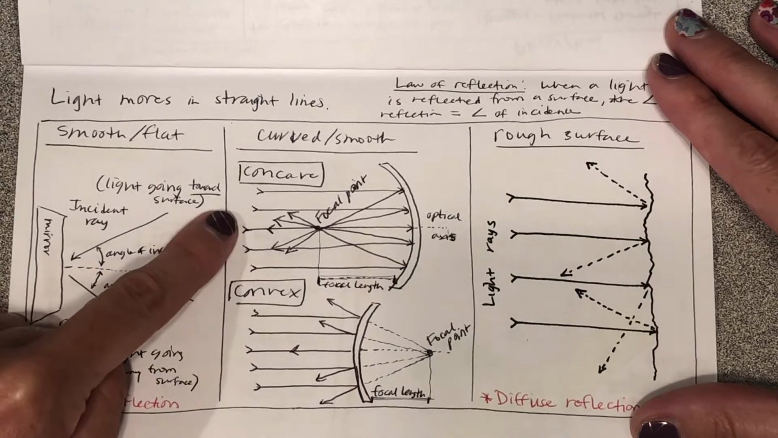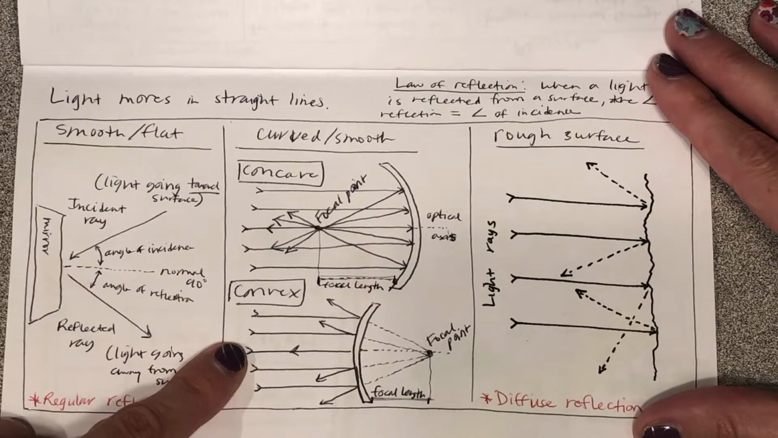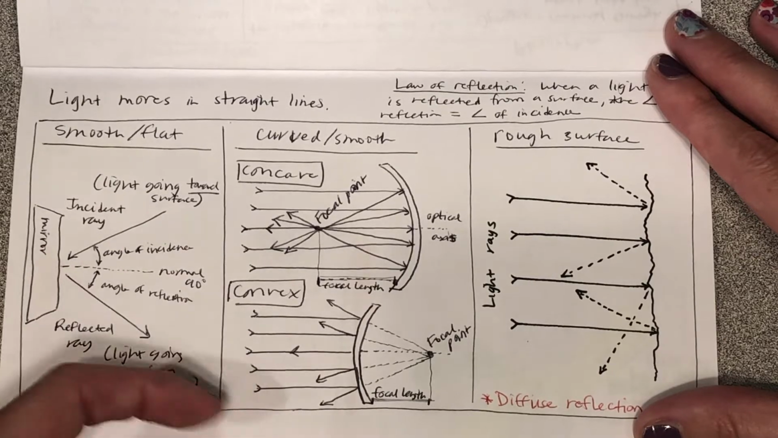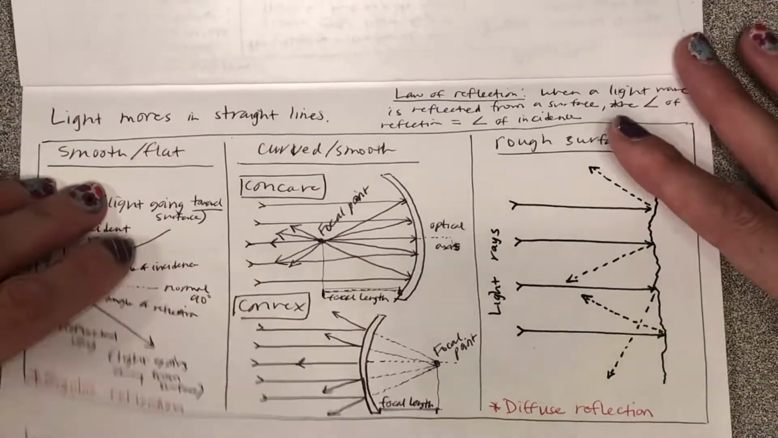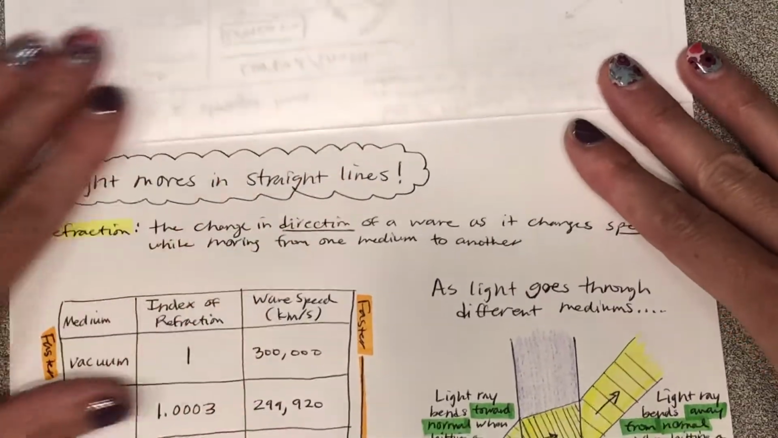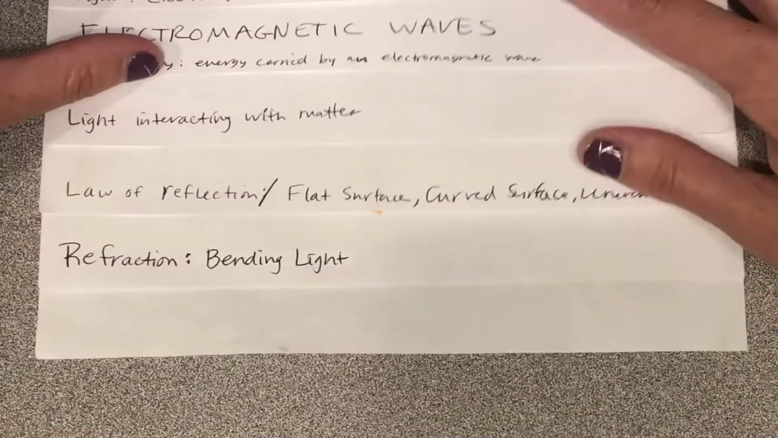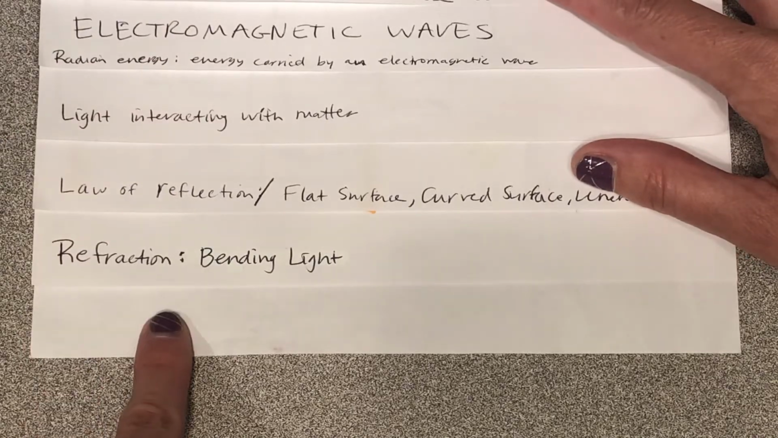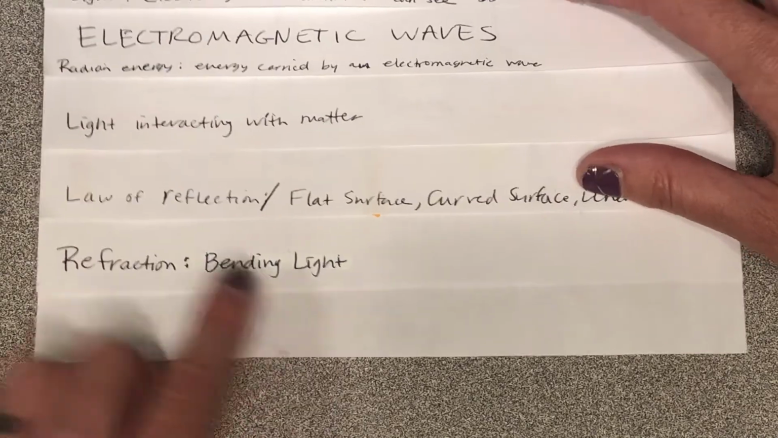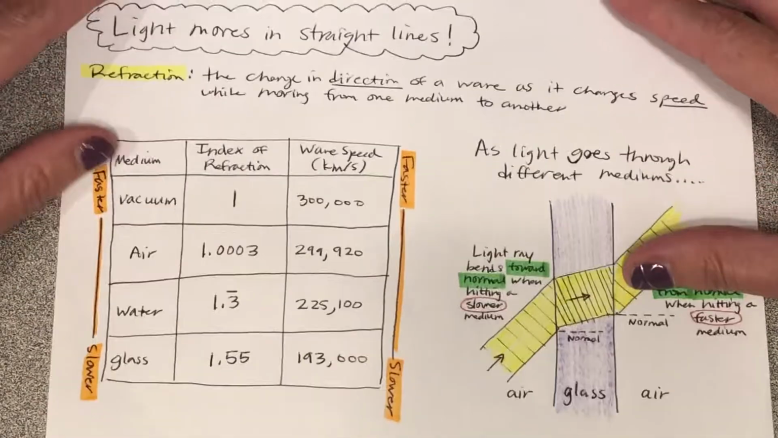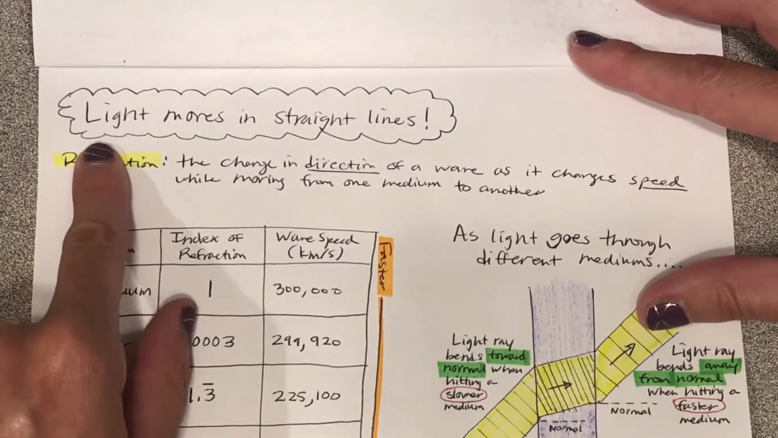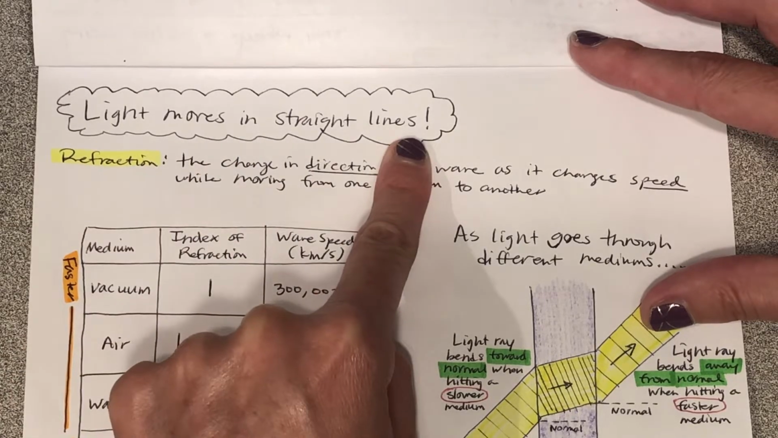We did talk about concave and convex lenses. We're actually going to come back to that. This is moving through it, and then here's the rough surface. And then now we're going to start with our next flap here. As you see right here, it says refraction, bending light. Okay, refraction, bending light. So I want to make sure that you guys remember that light always moves in straight lines.